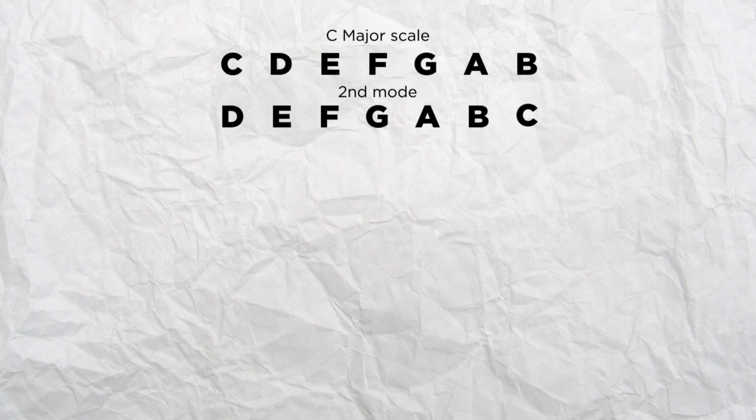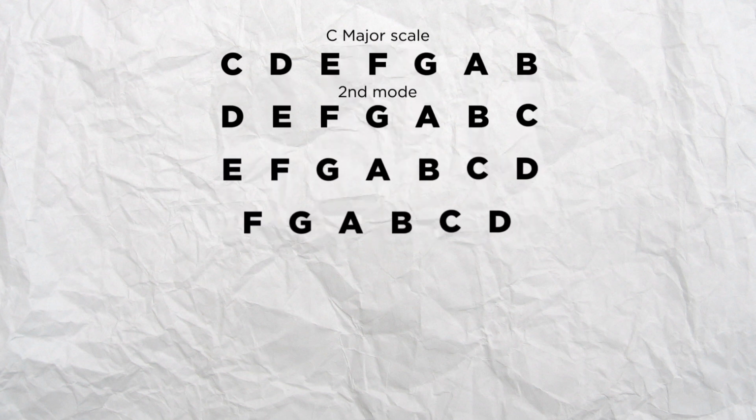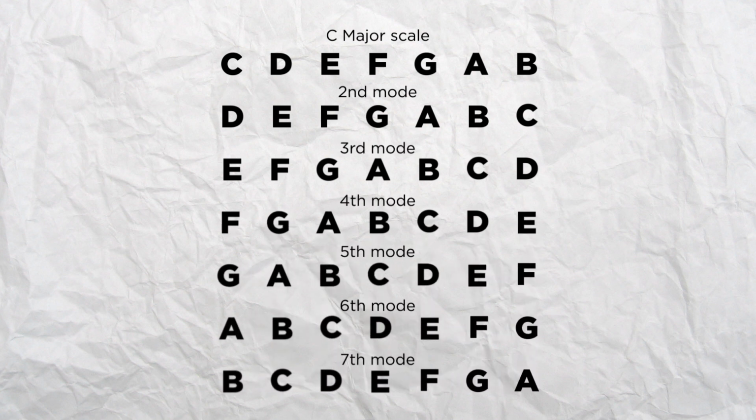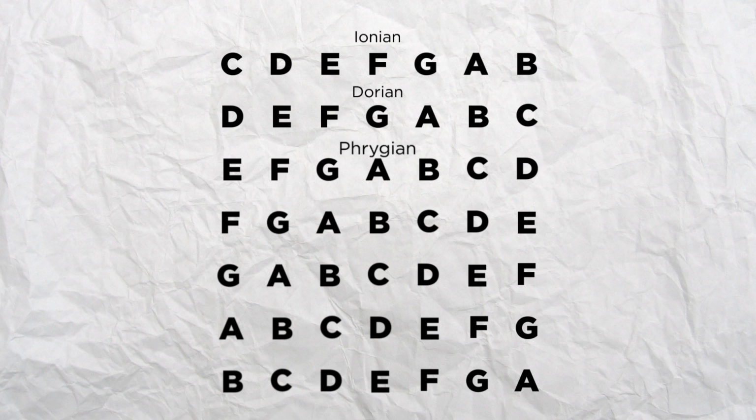In the same way, you could start from the third, the fourth, or the fifth note of the major scale to have the third, fourth, or fifth mode. These are the modes that we call Ionian, Dorian, Phrygian, Lydian, Mixolydian, Aeolian, and Locrian.